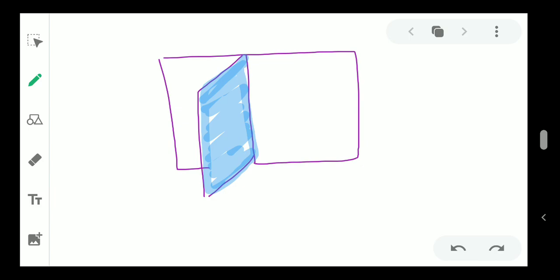If you write H normally here, you can see that in the mirror also it will be H. If you write M, in the mirror it will be just like M. So there are some alphabets which are symmetric and there are some alphabets which are not symmetric.